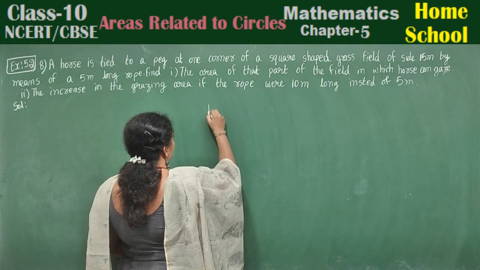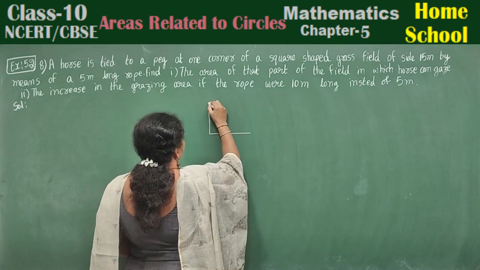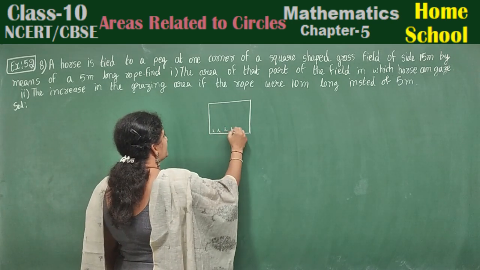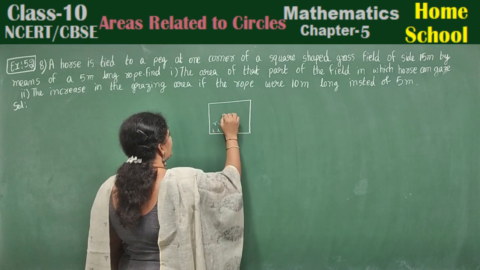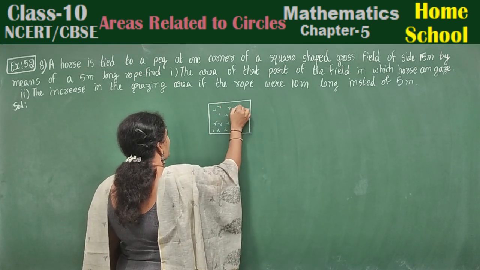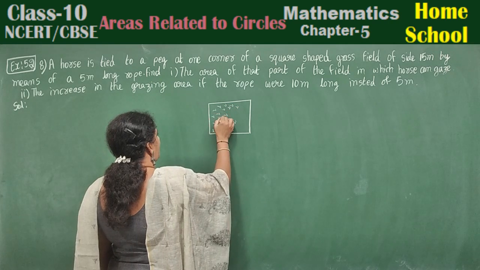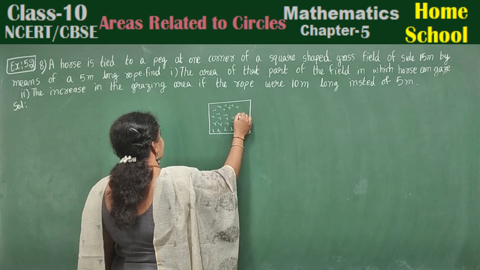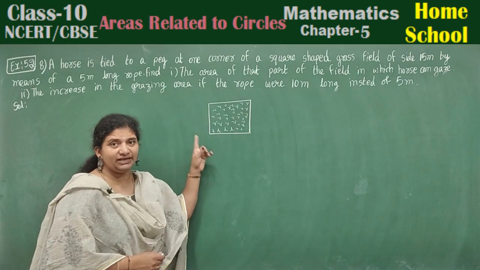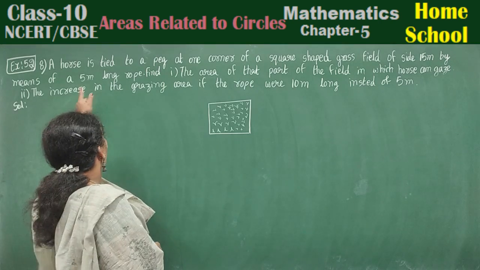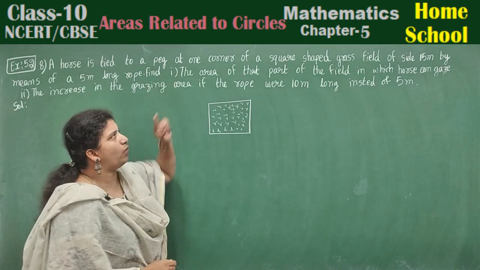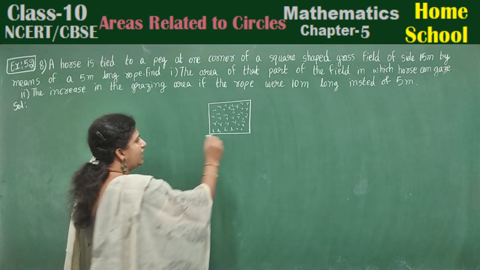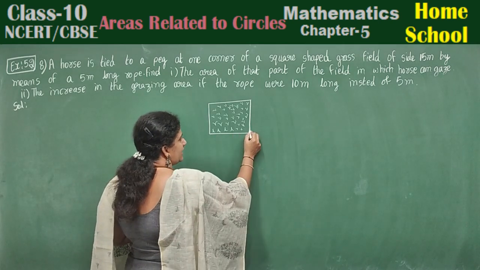Okay, let me draw a square-shaped grass field. Okay, this is a grass field. Just imagine this. Imagine grass, children. This is a square-shaped grass field. A horse is tied to a peg at one corner of a square. How many corners you can see in a square? 4 corners. At one corner, imagine, there is a peg.